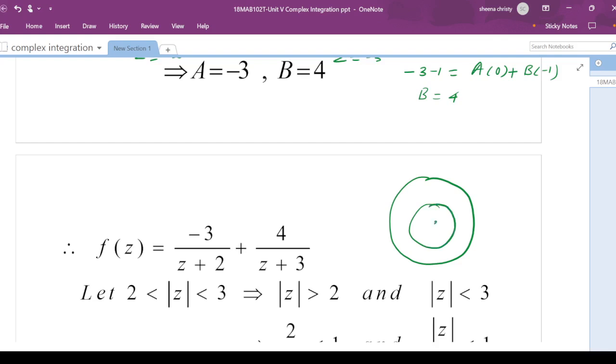It is a concentric circle only. One has radius 2 and the other has radius 3. This is mod z equal to 2, let us take C1, and this is C2. Here C1 is mod z greater than 2 and C2 is mod z less than 3.